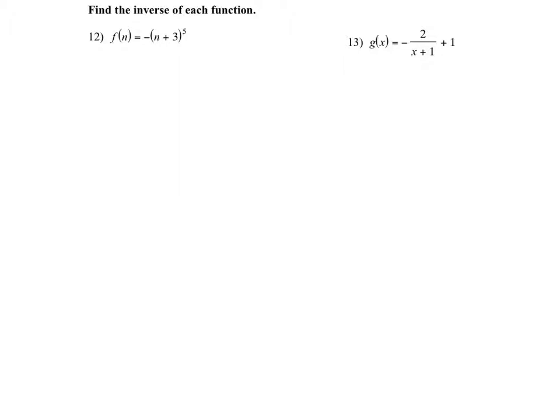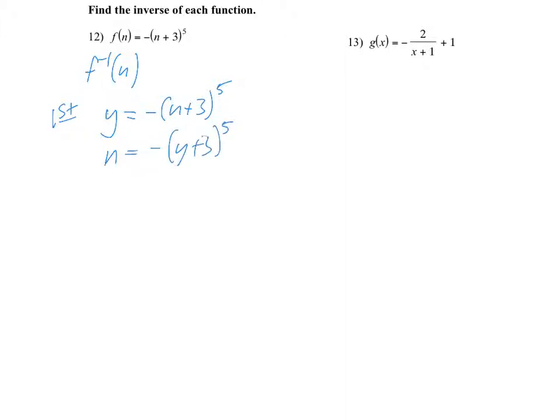So what we're looking for is f inverse of n. Now remember, there's a very systematic way to do these things. First thing is replace f of x, f of n in this case, with y. So that's equal to negative n plus 3 to the fifth. That's the first step. Second step, switch the x and y values, or in this case the n and y values. So we're going to get n equals negative y plus 3 to the fifth.